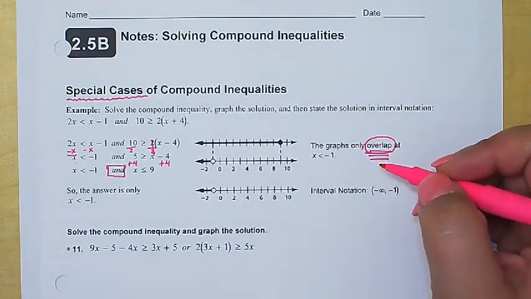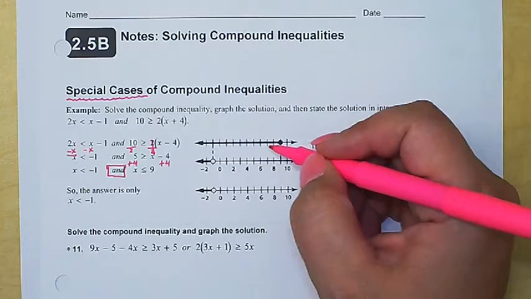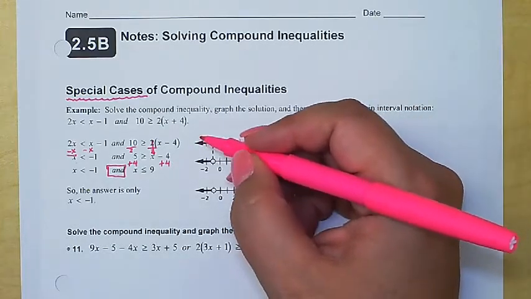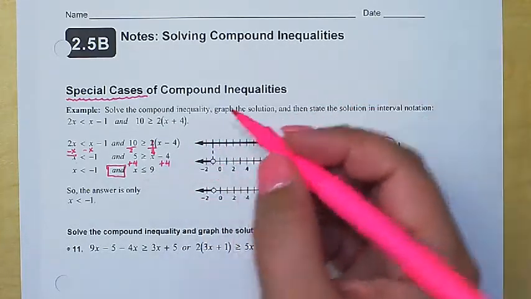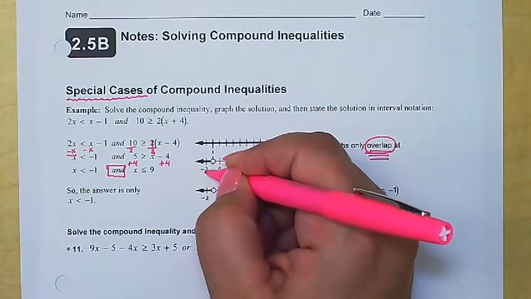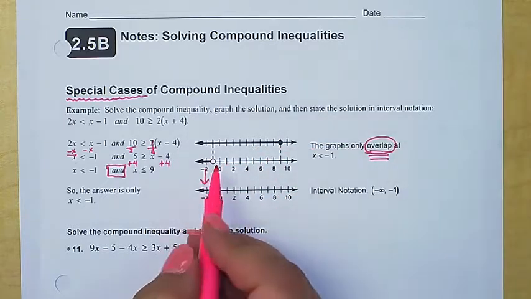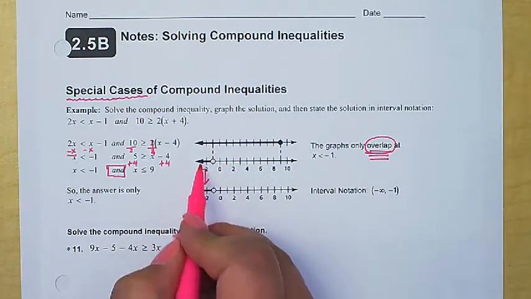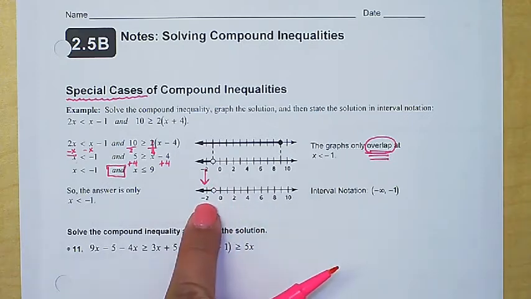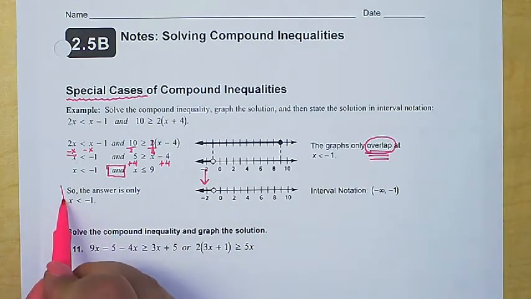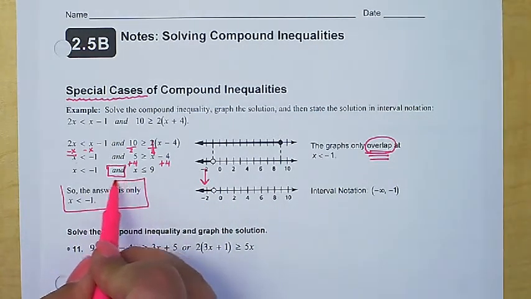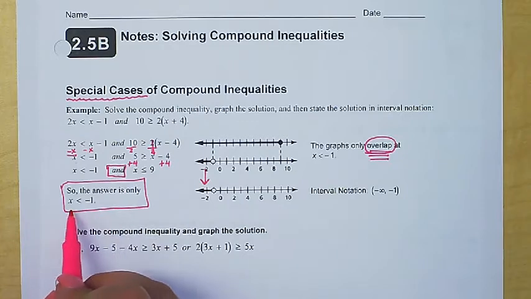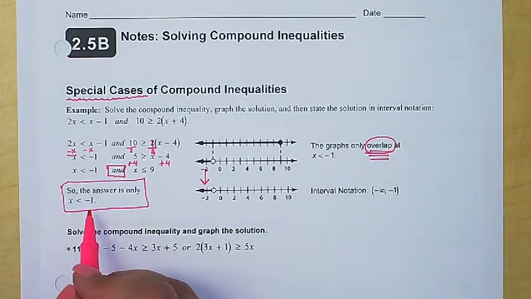So I'm still looking for that overlap. Once I compare, even though they're going in the same direction, in an "and" statement I'm always going to end up keeping usually the smaller section where they both are true, or where they both overlap. So my final answer is: the solution to that "and" statement is only x's that are less than -1.